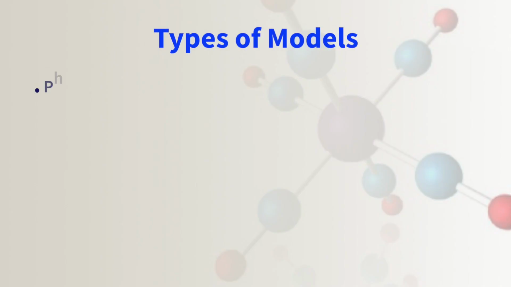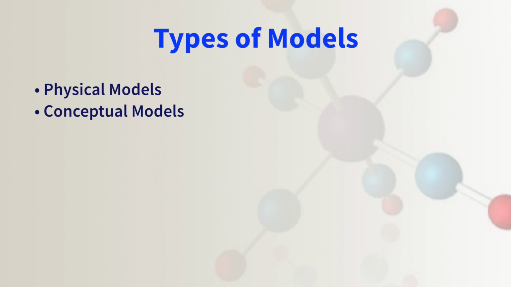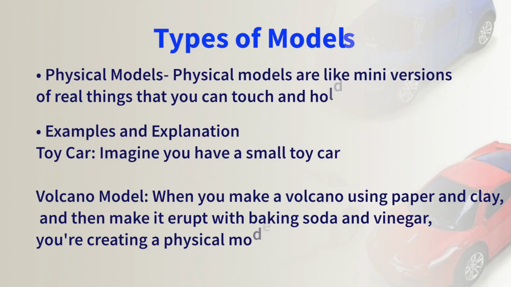Now let me talk about these types of models. Now there can be physical models. Physical models are like miniature versions of real things that you can touch and hold. They help us to see what things actually look like, and how they might work in real life.